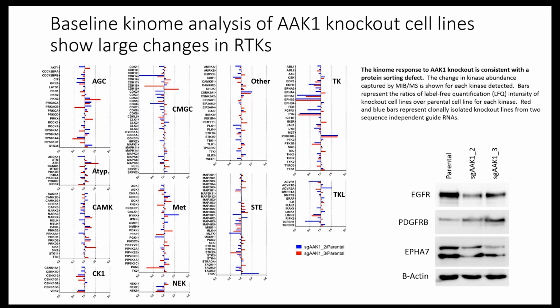And we can do this on a kinome-wide scale, and you can see this change in tyrosine kinases in terms of the multiplex inhibitor bead binding. And we can validate this after we did this because we didn't know exactly what we should look for, and the inhibitor beads directed us toward this, and you can see this by Western blots of EGFR, PDGFR beta, and ephrin A7. So this directs us in terms of what specific changes are happening with the knockout of AAK1, where we had no other noticeable phenotype at the time to be able to pursue.